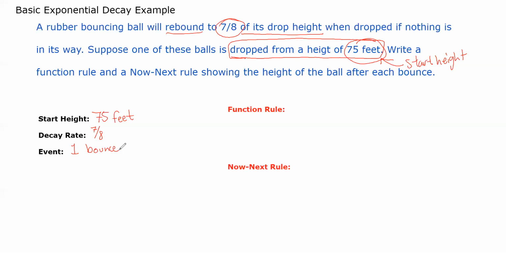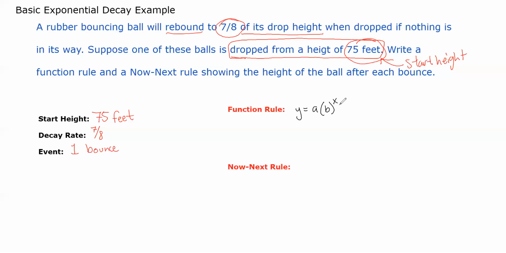Excellent. Now we get to the function rule. We have all the information that we will need. We will start again by just reviewing what a function rule looks like. It has the form y equals a times b to the exponent x. Once again, y is the name of the function, a is our start value, b is our decay rate, and x is the exponent. It represents the number of events that have happened.